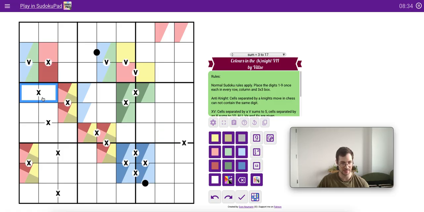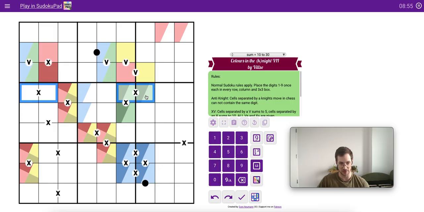Neither of these cells can be light blue. This one is seen by the light blue up here, and this one is seen by Knight's move by one of these two light blue cells. So if this cell ended up being light blue, obviously this could not also be light blue. But if this cell was light blue, this also could not be light blue because of the Knight's move constraint. So neither of these can be blue.